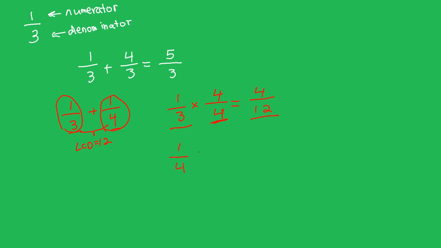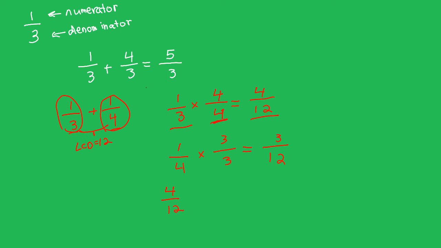Do the same thing for 1/4, except we're going to have to use a different fraction to multiply here. So 4 times what equals 12? That's 3. Put a 3 on top. 1 times 3 equals 3. So 3/12. Then the last step here is we add those two fractions.